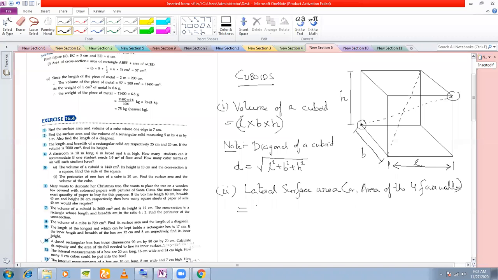The lateral surface area is twice of (L plus B) into H. Okay, this is the formula for lateral surface area. Please remember. And you have finally the third formula, which is the total surface area.